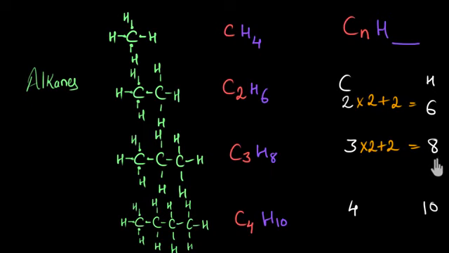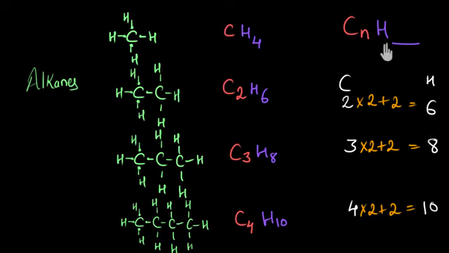Oh wow, I'm getting this number. Again, let's try it one more time. Into 2 and plus 2. 4 2s are 8, plus 2 is 10. So yes, this is the relationship for alkane family. Now if you take the carbon atom and multiply it by 2 and add 2 to it, then you will get the number of hydrogen atoms.